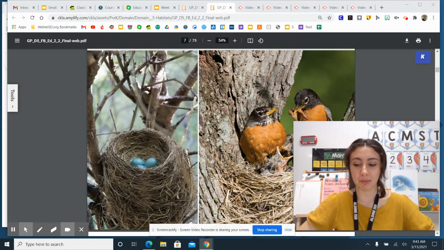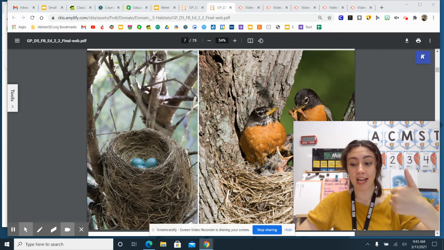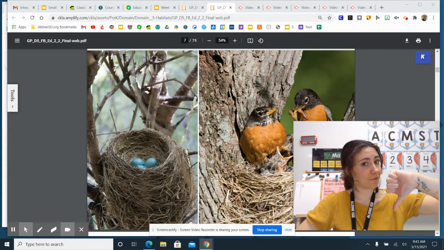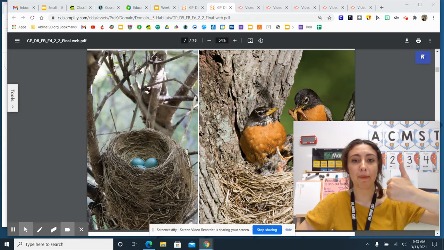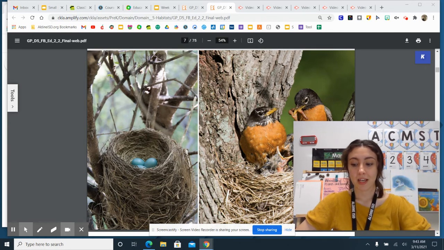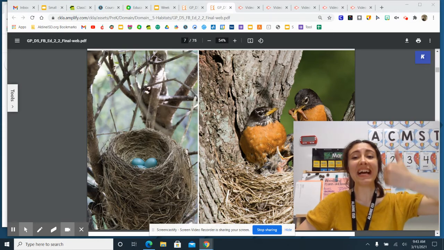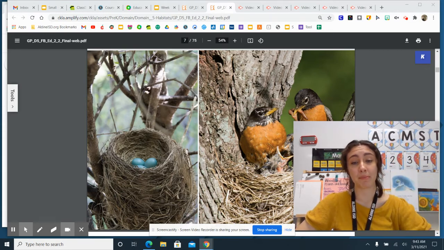Let's play a game that we have played before. Show me a thumbs up if what I say is fragile, or give me a thumbs down if it's sturdy or not fragile. So give me a thumbs up if it's fragile or a thumbs down if it is not fragile. Ready? Are eggs fragile or not fragile? Eggs are fragile. Remember, they break very easily.